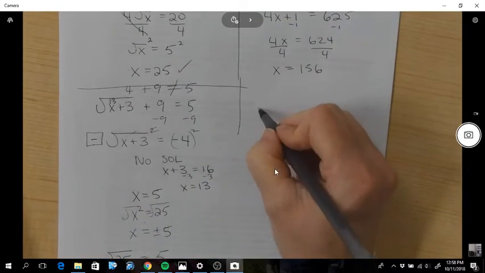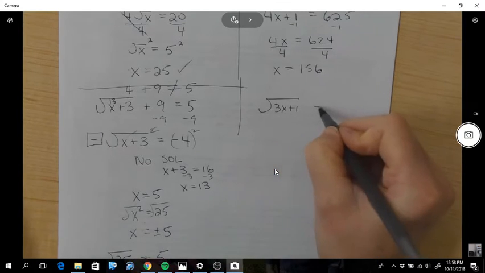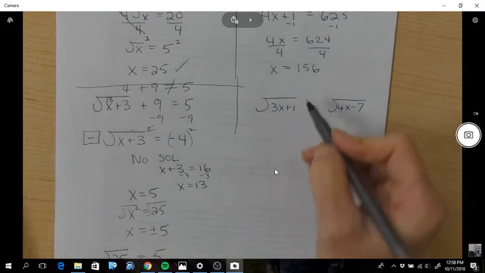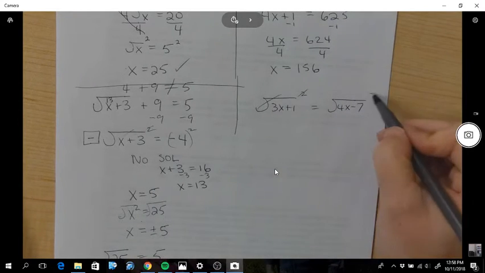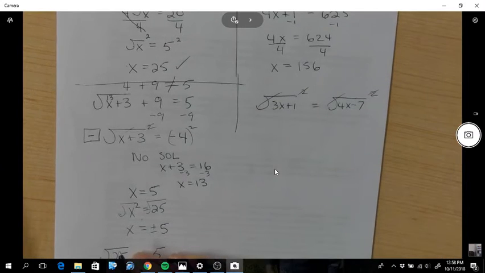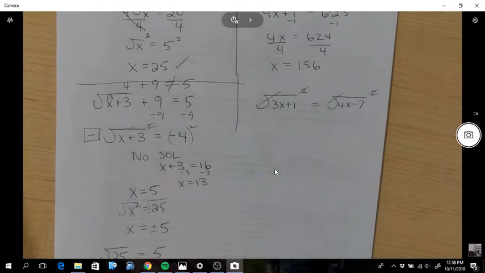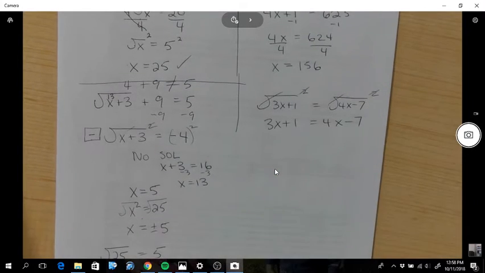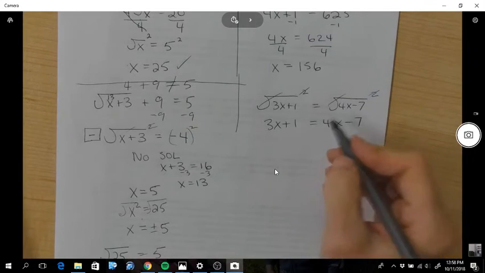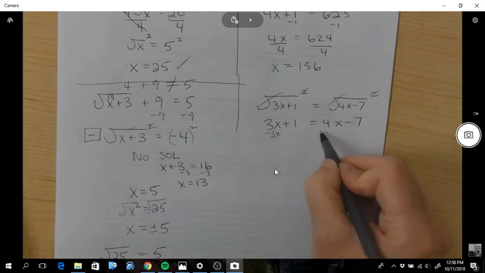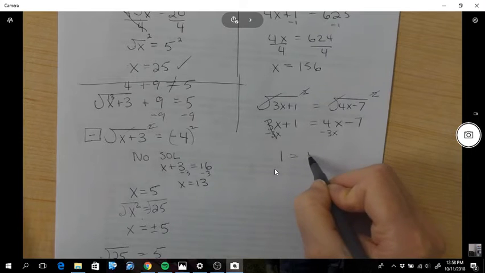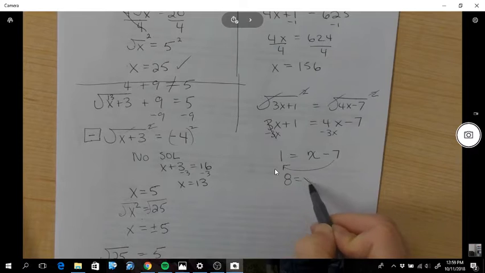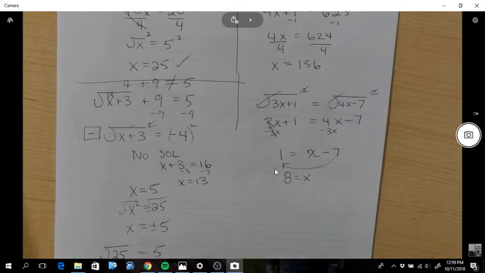Okay, another example. Root 3x plus 1 equals root 4x minus 7. So we can square to get rid of the radical. Same thing on both sides. Okay, once you do one thing to one side, you do it to the other. And in both cases, the radicals cancel. And that's what we get. And to algebraically isolate, I would get rid of the 3x. Get the 7 to that side. And get 8. I'm going to check my answer.